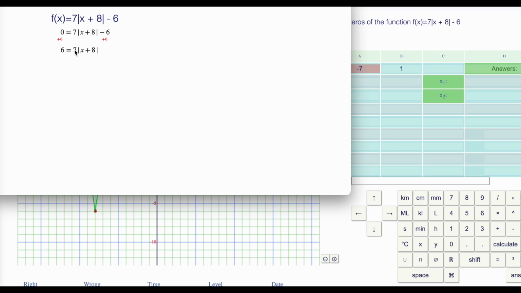I want to get rid of the 7, which is multiplying the absolute value bracket. So I'm going to divide both sides by 7, like that. And that gives us 6/7, which is 0.857142, repeating, is equal to the absolute value of x plus 8.